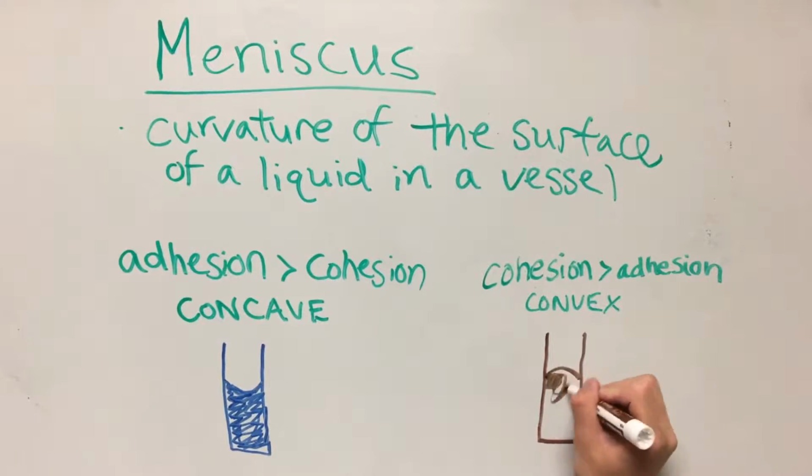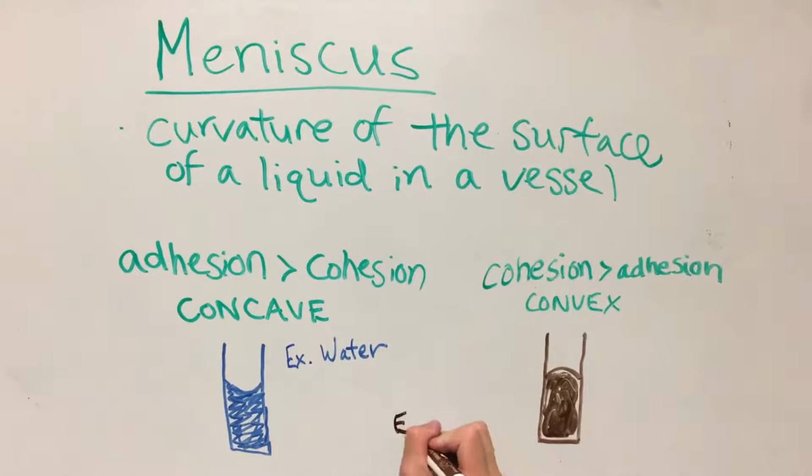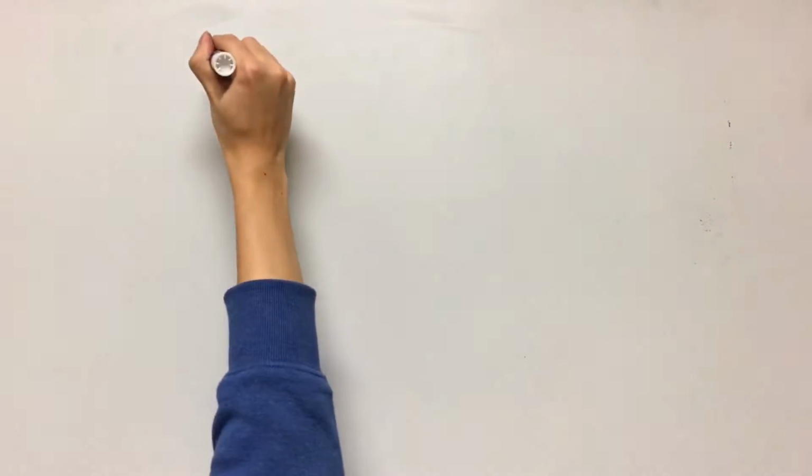Convex meniscuses are the opposite. They are formed when the cohesive forces are greater than the adhesive forces, causing the meniscus to curve down towards the sides. An example of this is mercury.